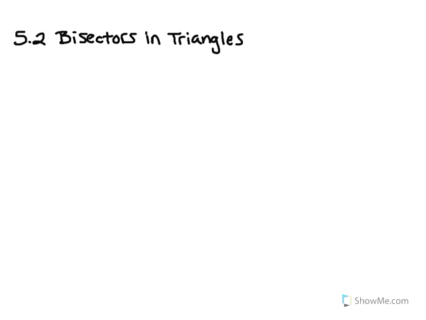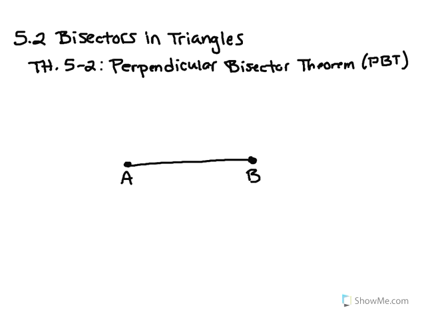So we're going to first talk about theorem 5.2. This theorem also has a special name, perpendicular bisector theorem, or PBT. And if you want to get the exact definition for this, it is on page 265. So we're going to start by looking at this theorem with a segment. We have segment AB here, and perpendicular bisectors do two things.